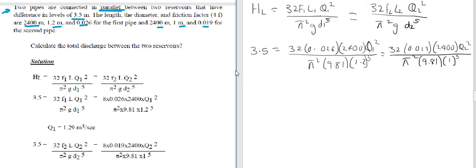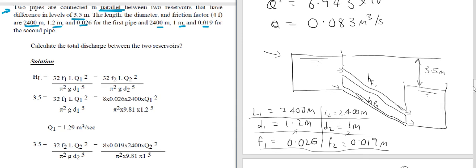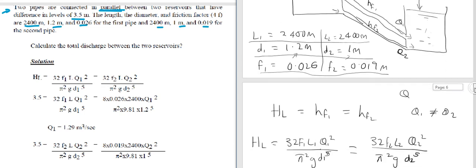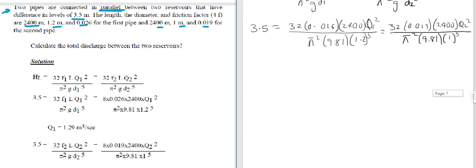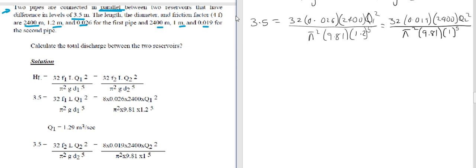Now let us solve one by one, because we are asked to find the total discharge. The total discharge between the two pipes, that is the total discharge into this tank, will be Q1 plus Q2, because both of these pipes enter that tank. So now we'll solve them individually, picking this first.